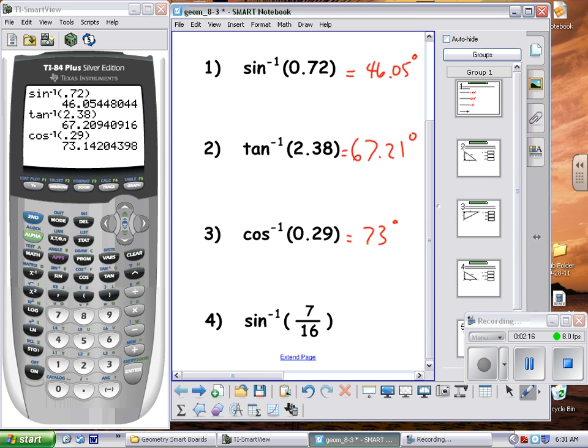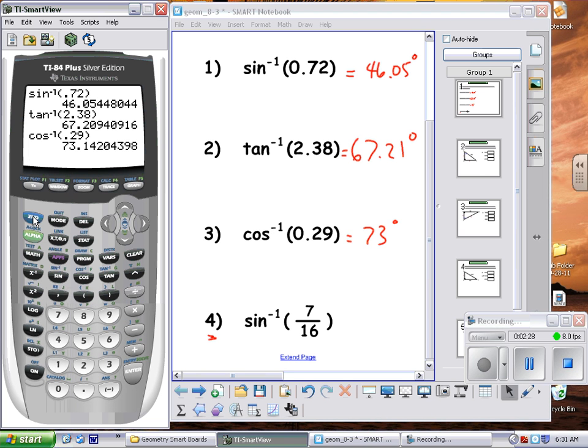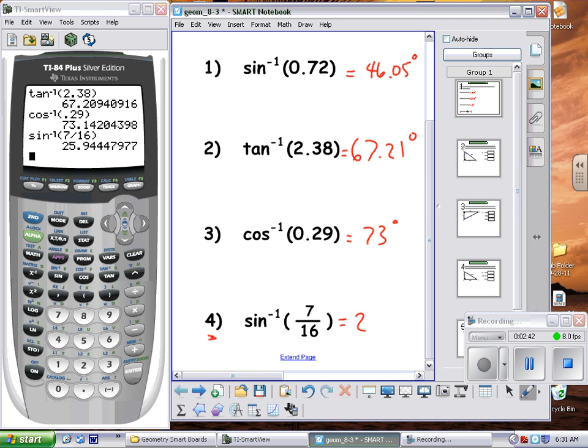Now this one is number 4 down here. They're giving us this in a fraction form. No worries. Still the same idea as those other decimals, it's the exact same idea. So second sine, go ahead and close it up. 7 divided by 16, which you could think of as a decimal. It's the same idea. Get 25.9, let's call that 26 degrees. Okay? Easy enough.